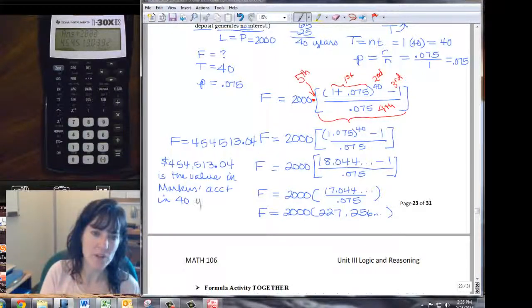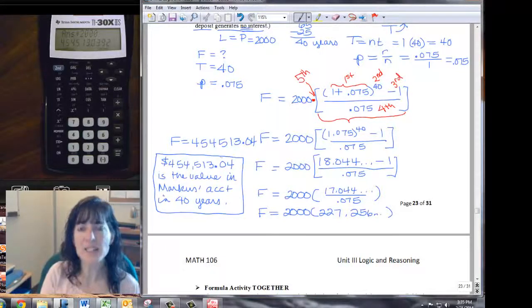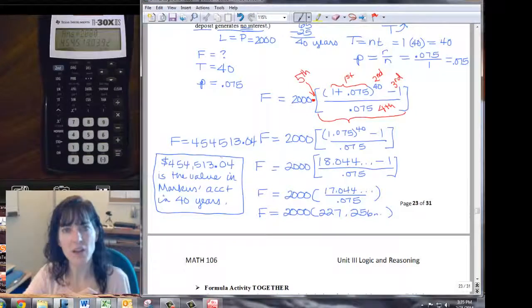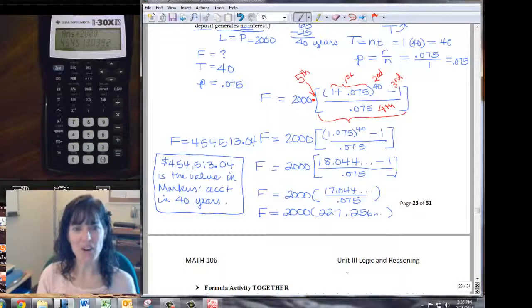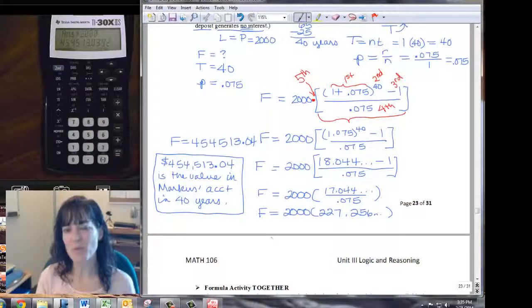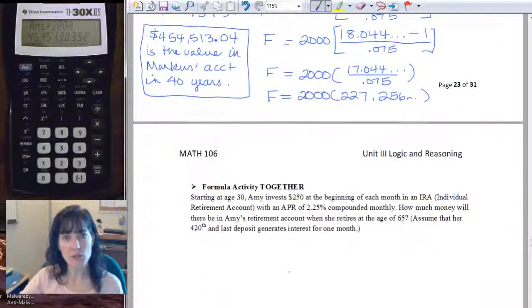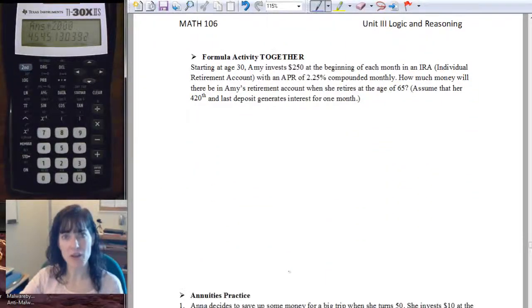In 40 years. And now remember, he is depositing some money every year, and he's getting interest compounded every year and added back into the account, and that's why he gets so much in there. Okay, so he'll have $454,513.04 in his account. Let's look at another one so that we can start to see the patterns there.